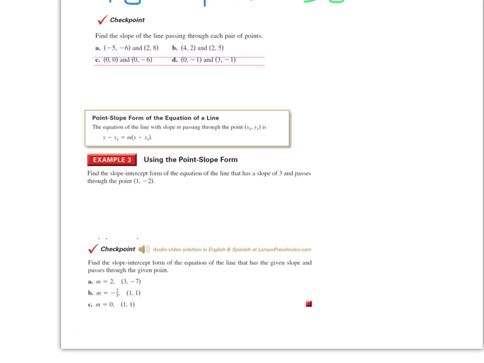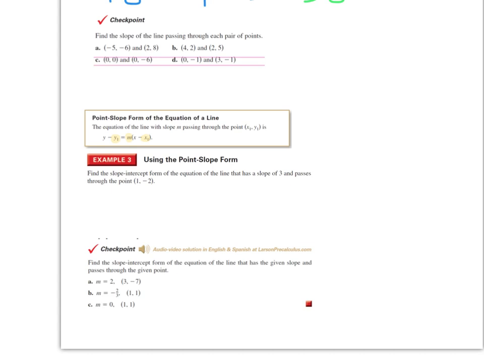Okay, so we need to remember point-slope form. Let me go back to my highlighter. You need to remember y1 and x1. You always have to have a point, and the other thing you always have to have is a slope. So if you have a slope and a point, you can always make an equation of a line. So here we go. We're going to look at this one.